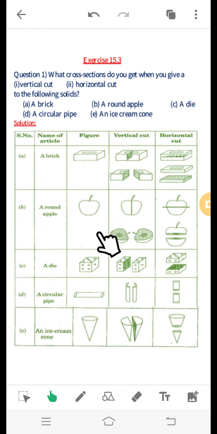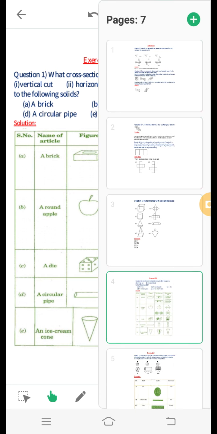A die: draw the figure of the die, then do the vertical cut, then do the horizontal cut. After that, the circular pipe: given is vertical cut, horizontal cut. Ice cream cone: do the figure, then show the vertical cut and the horizontal cut. Means we have to only show how it looks when we cut it vertically and when we cut it horizontally.